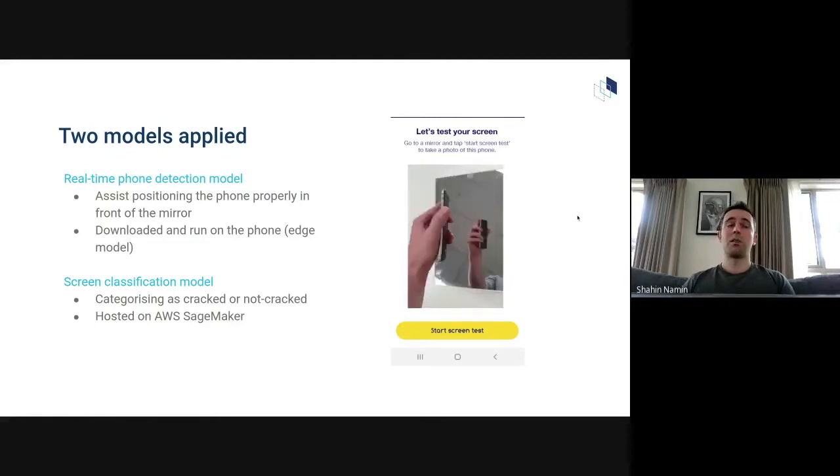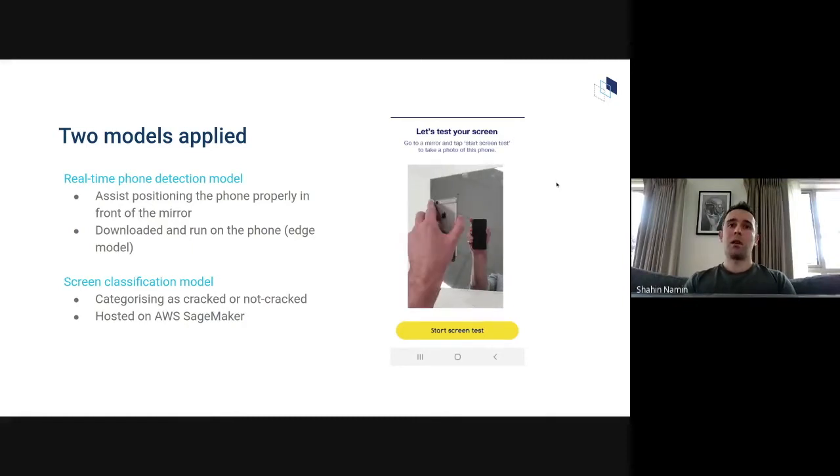So this process is heavily reliant on computer vision. We are actually using two different models for this process. The first one is a phone detection model that runs on the phone. It's an edge model, and it needs to be small so that it can be downloaded on the phone, and it needs to run in real time on the phone. The goal of this model is to assist the end user in positioning their phone properly in front of the mirror and to provide feedback to them so that they can do that more easily.